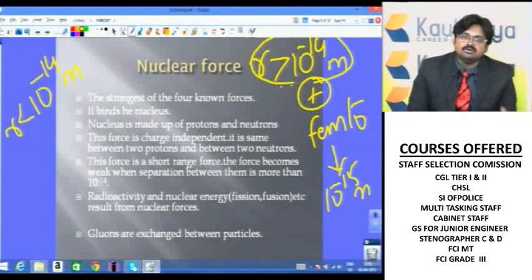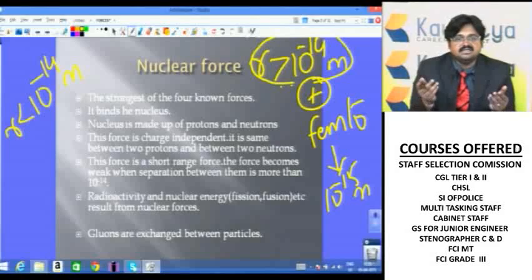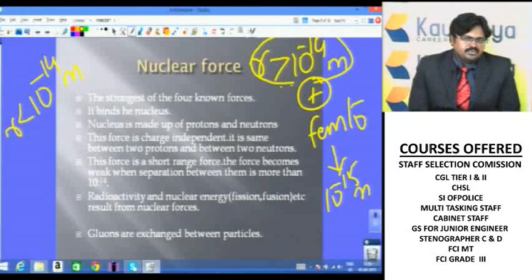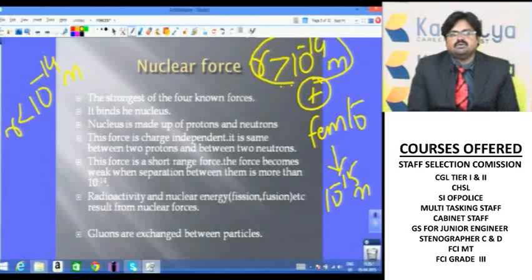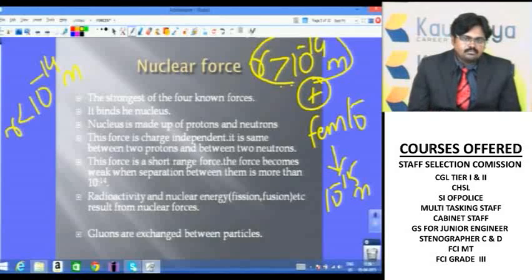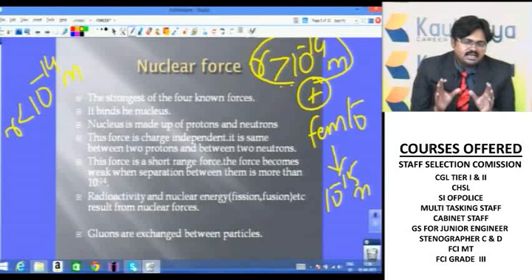So within the nucleus there are no Coulombic forces. Within the nucleus there are only nuclear forces, and these nuclear forces are charge independent. They do not depend upon the charge. That means a proton and a neutron interact with the same amount of force as a proton and a proton. If two protons have an interactive force of F, then a proton and a neutron will also have an interactive force of F.